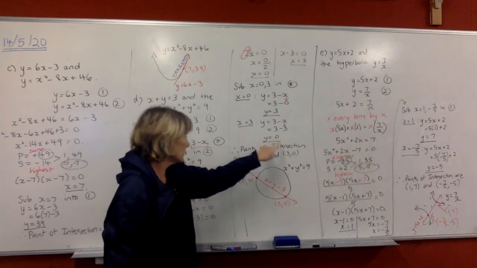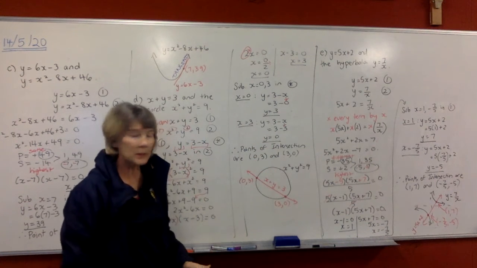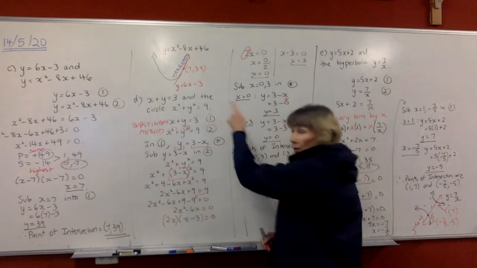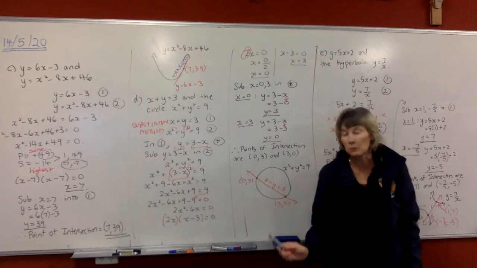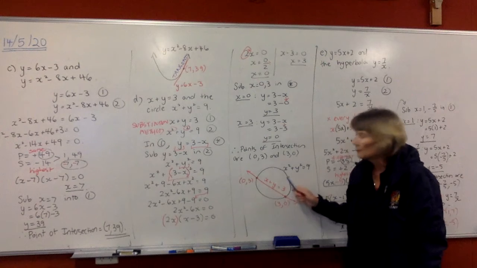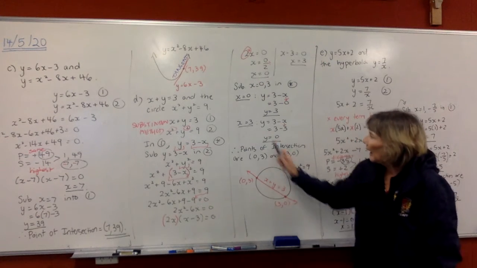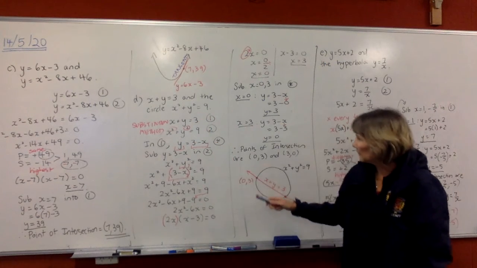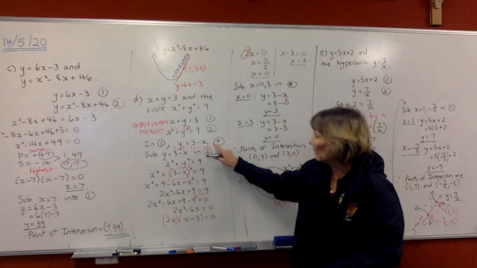The other one is (3, 0). And if we draw what's happening, we have a circle for x squared plus y squared equals 9. They told you it was a circle. And a straight line.